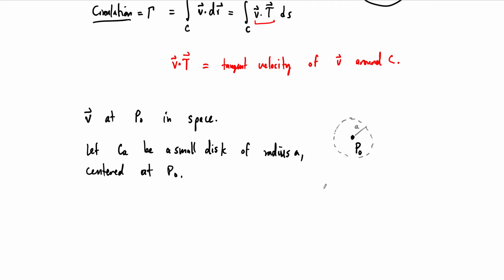Okay, and then I want C to be the circle, the boundary circle of this small disk, and I want it to be positively oriented. So let's call this C sub A. P naught is the center point. C sub A is the circle centered at P naught of radius A. And then the interior disk region can be called S sub A. So that's the surface determined by the simple closed curve, which happens to be a circle here.